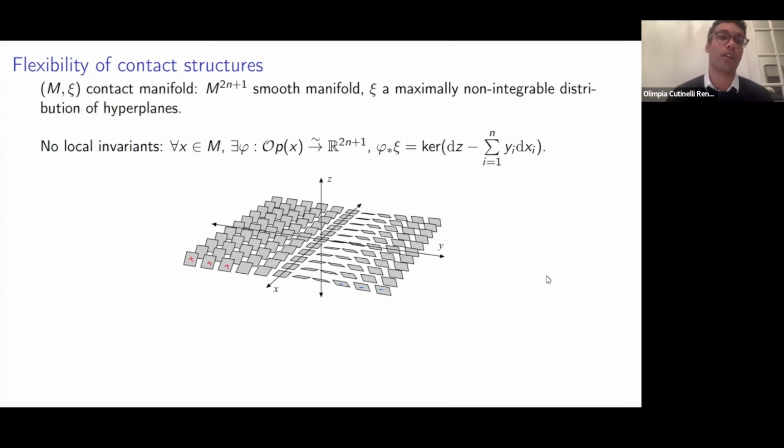Another way to define a contact manifold, a contact structure, is given by Darboux theorem, which says more precisely that if you have a manifold endowed with a distribution of hyperplanes, then this distribution is maximally non-integrable if and only if locally it looks like the standard contact distribution on R^(2n+1), given by the kernel of the one-form dz minus the sum of y_i dx_i. And here you have a picture of how it looks in R^3 for n equal to 1.